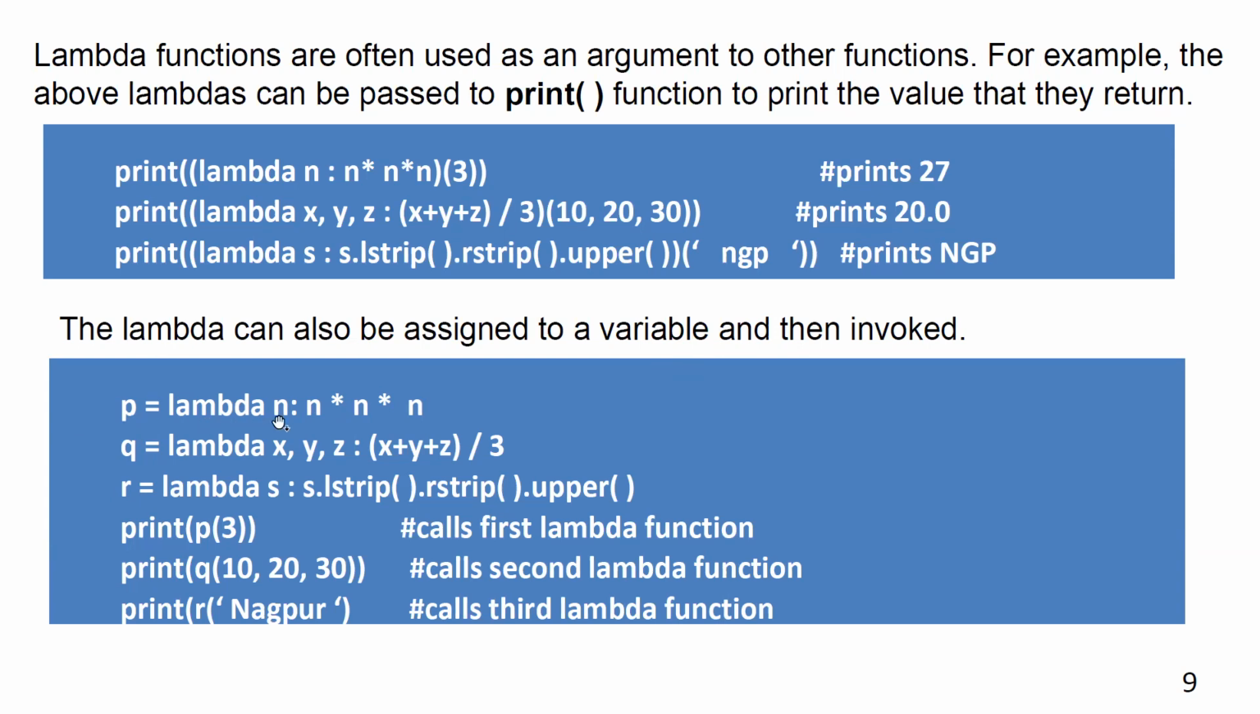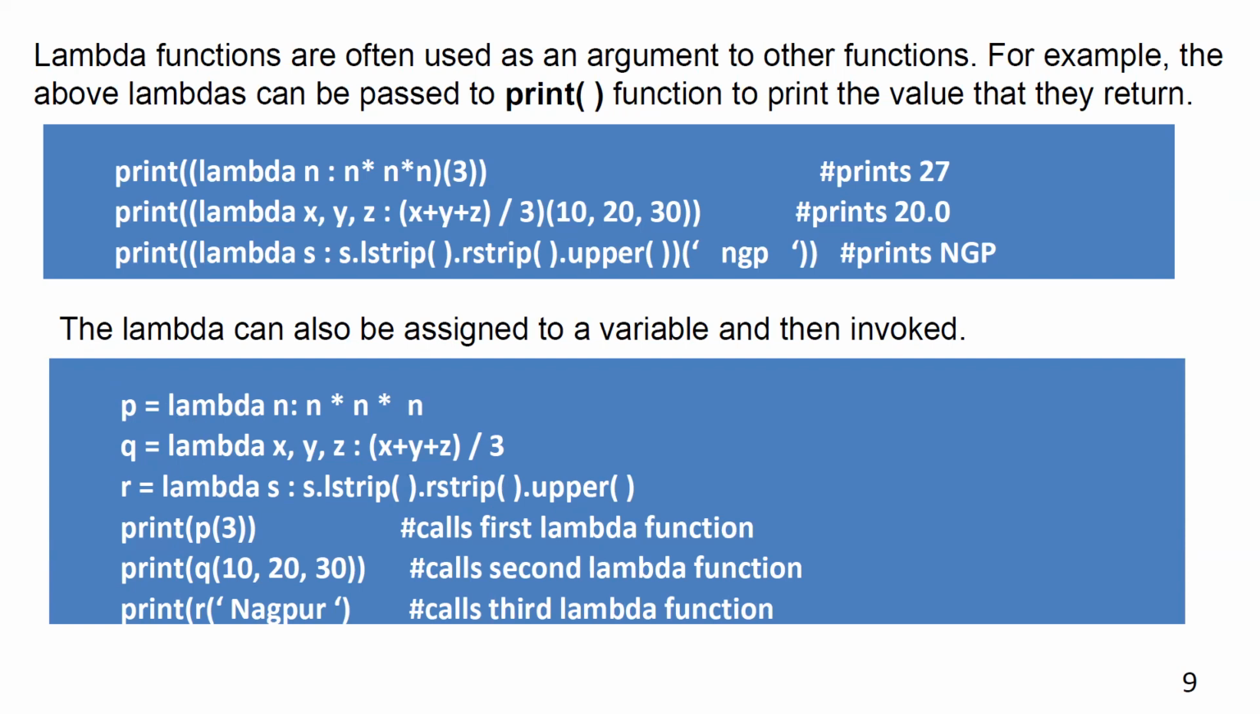So we are taking three variables, p, q, r. p is assigned lambda n colon n into n, q is assigned lambda x, y, z colon x plus y plus z divided by 3, and r equal to lambda s colon s dot lstrip, rstrip and upper. So now we have created three variables and assigned these lambda functions. Then invoke. Now we have to call the function.